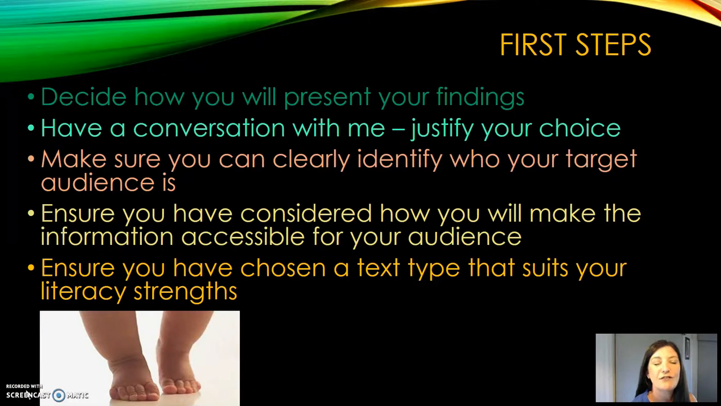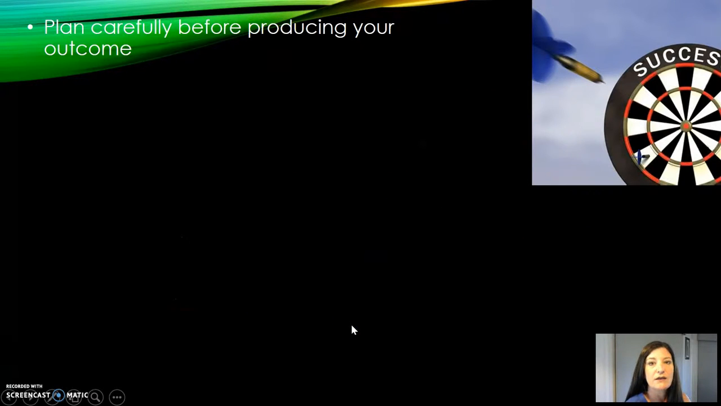Okay, so just starting off from where I finished the last video, those are your first steps that you need to do to ensure that you're successful with your outcome. Okay, so planning for success. These are some steps that you need to start to do to make sure that your outcome is successful, okay?